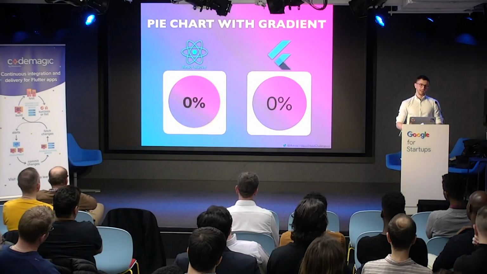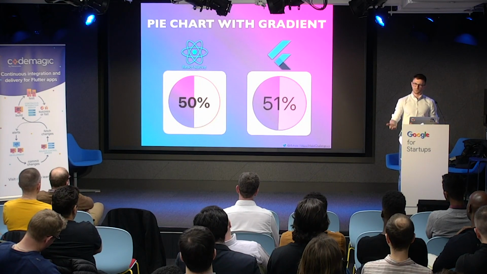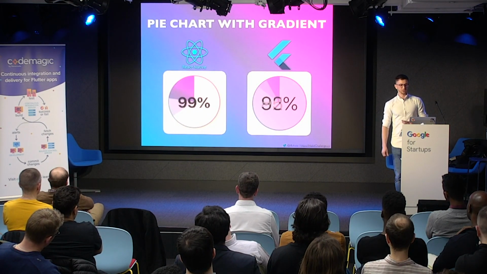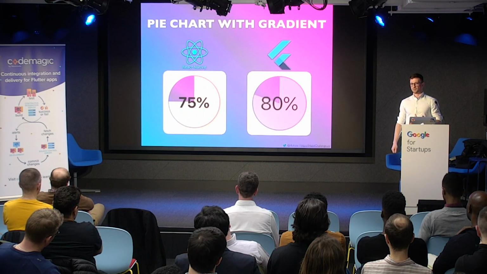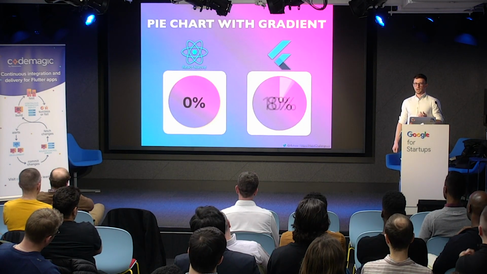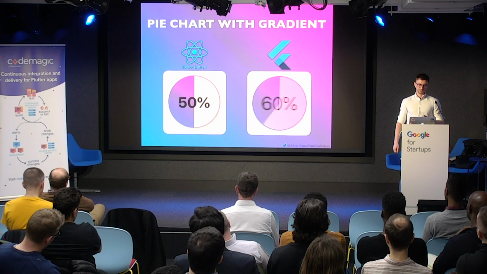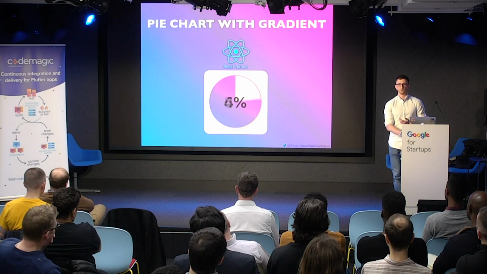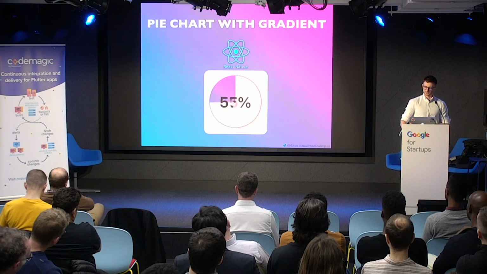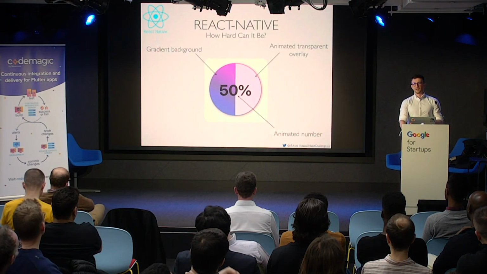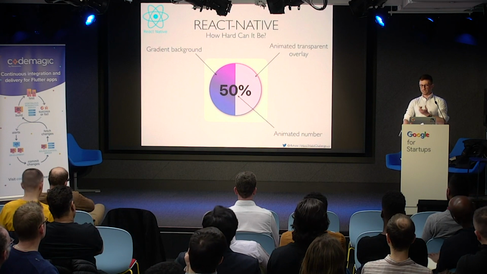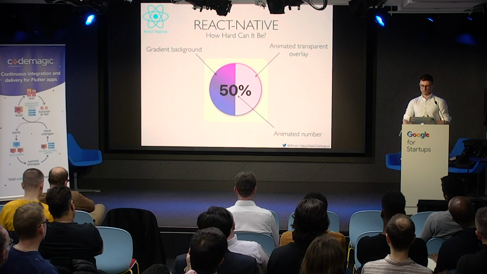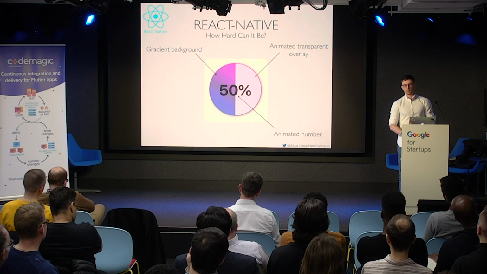Okay, another progress bar. Who would have thought that in hybrid applications you will have so many progress bars? This time it's a pie chart with a gradient background and animated number. Again, we are starting with React Native. So what is it? As I said, it's a simple gradient background with a translucent pie chart which is animated, and then a number that's also animated.